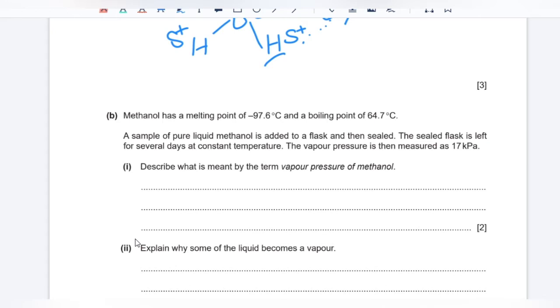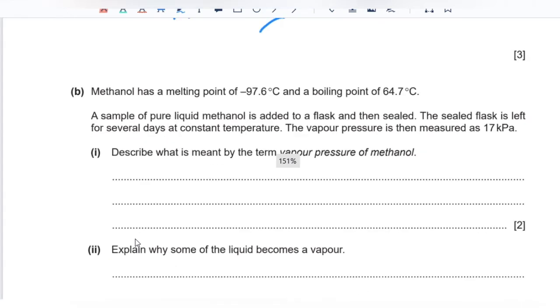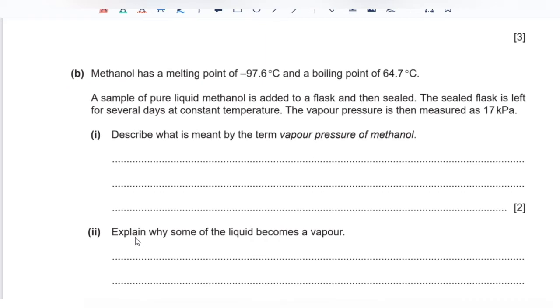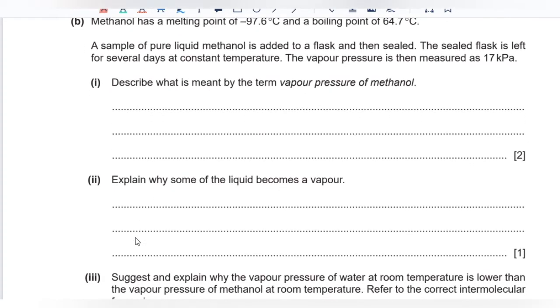B. Methanol has a melting point of minus 97 degrees Celsius and a boiling point of 64 degrees Celsius. A sample of pure liquid methanol is added to a flask and then sealed. The sealed flask is left for several days at constant temperature. The vapor pressure is then measured as 17 kilopascals. 1. Describe what's meant by vapor pressure of methanol.